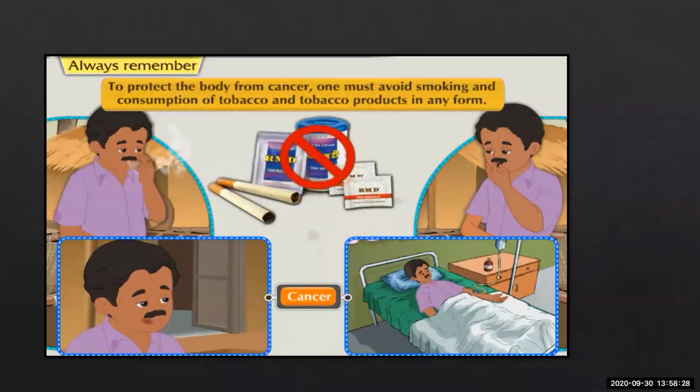While chewing tobacco or tobacco products, much of the extract is absorbed into the body. Excessive tobacco consumption may cause cancer of the lips or tongue, visual disorders, or tremors. To protect one's body from cancer, one must avoid smoking and consumption of tobacco and tobacco products in any form.